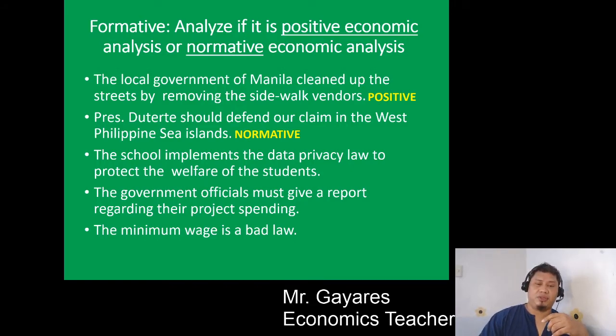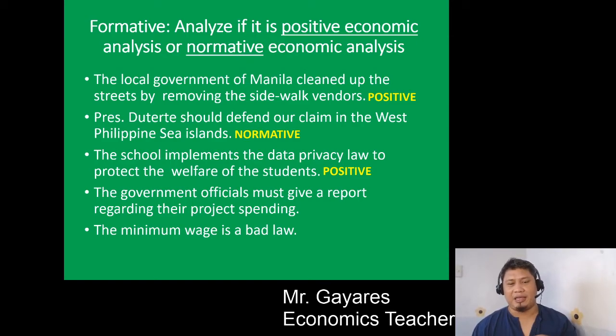Okay? Number 3, the school implements the data privacy law. This is positive. If you want to make it normative, it's very simple. You should just say the school should not or should implement the data privacy law. It's up to you. Or the school ought to implement. Or the school must. All words that would make it like you are demanding for something and you want them to do it or don't do it. Those are the words that you have to add in order for you to change the statement into normative.